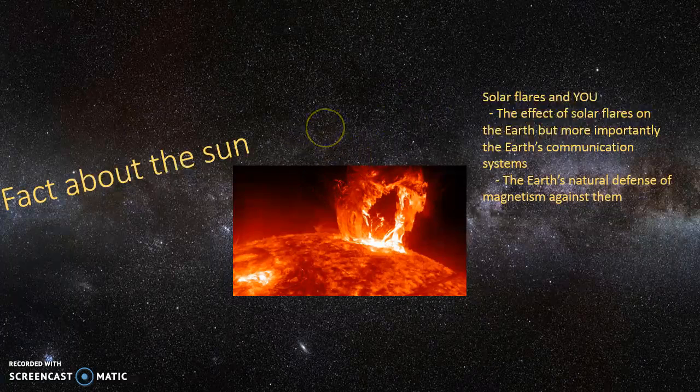Now, Earth's natural defenses of magnetism usually keeps us out of range of getting negatively affected by these solar flares, and the only thing they affect is our communication systems.